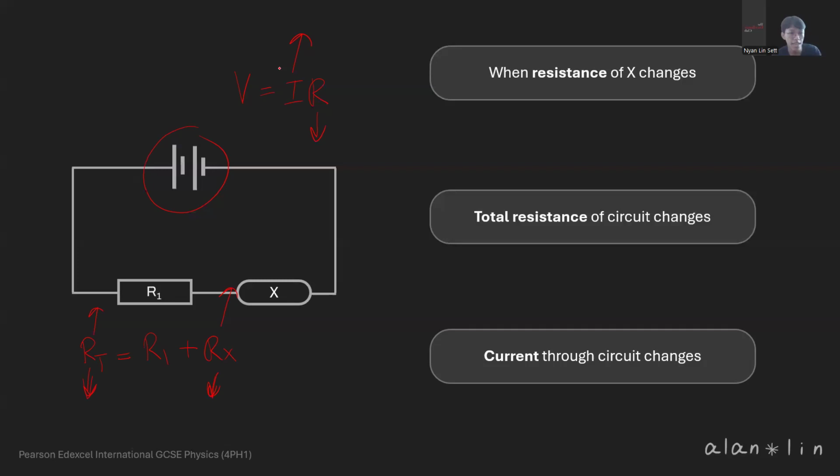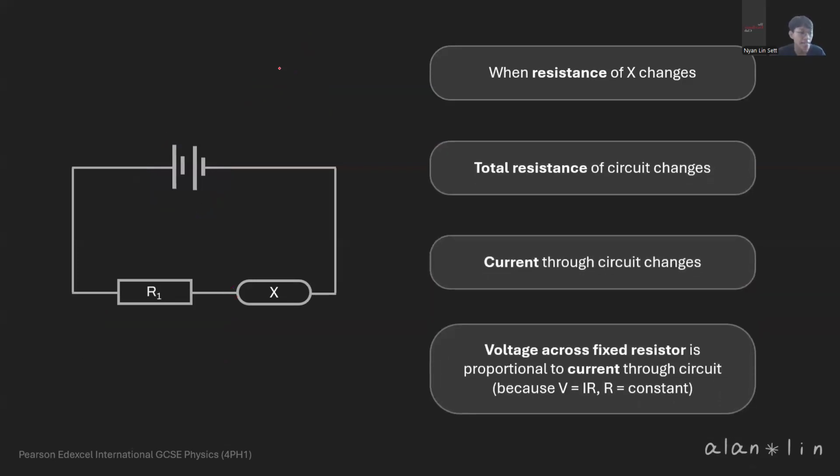Now, that is the third step that we need to take when we are answering these questions. When the total resistance changes, how does that impact the current through the circuit? And then we take a look at the voltage across a fixed resistor.